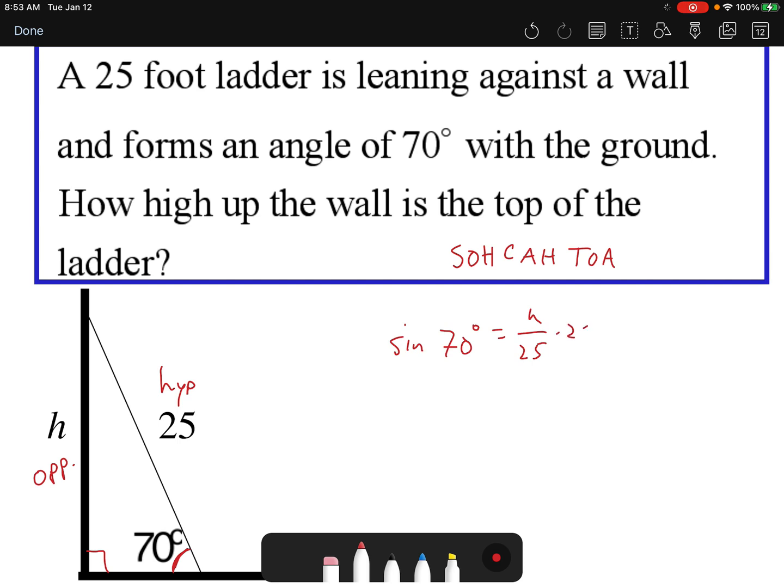And now we just solve the equation. Since the variable is in the numerator, it's a simple 25 sine 70. We don't have to do any dividing, which is super nice. So approximately 23.5 feet is how high up the ladder would go.